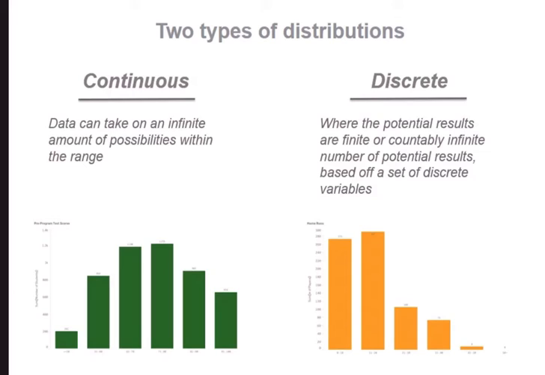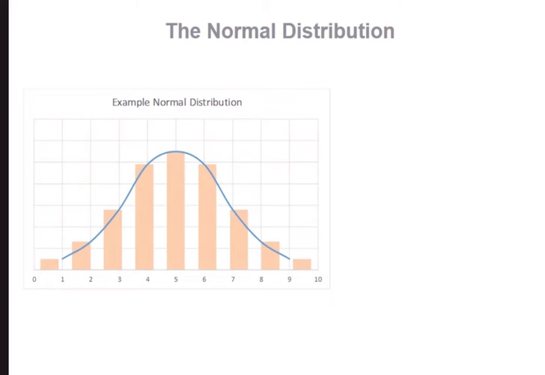Now that we have gone through an example of what makes a distribution and looked at two different characteristics of distributions, continuous and discrete, we will explore what is probably the most famous distribution, the normal distribution, aka the bell curve. The normal distribution, also known as the Gaussian distribution, resembles a bell curve and is one of the most famous distributions in analytics. Here we have an illustration of a normal distribution.